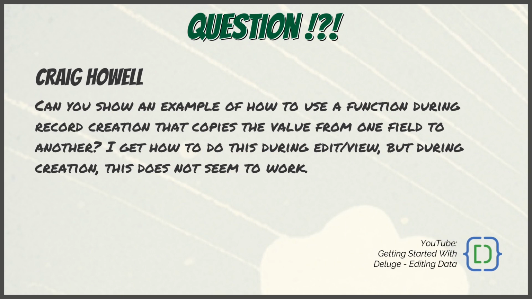All right. And this question comes from Craig Howell on my tutorial video about getting started with Deluge about editing data. He asks, can you show an example of how to use a function during record creation that copies the value from one field to another? I get how to do this during edit and view, but during creation, this does not seem to work.